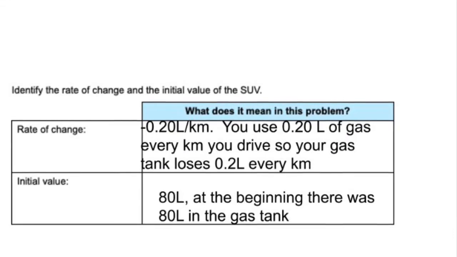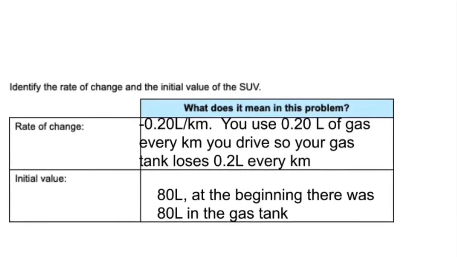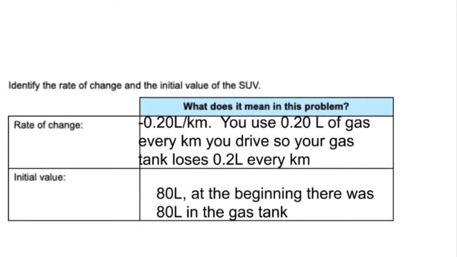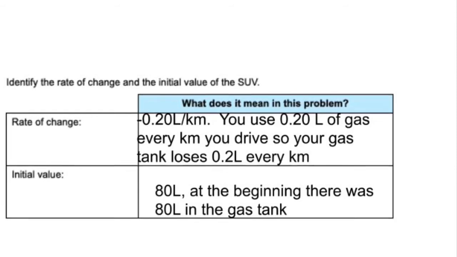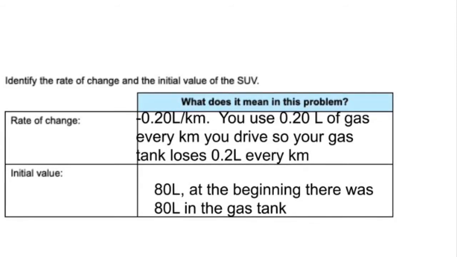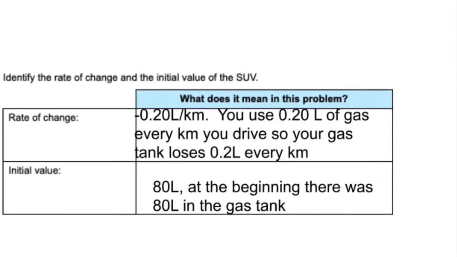We need to go back to that table and complete it. So the rate of change is negative 0.20 liters every kilometer. That means you use 0.20 liters of gas every kilometer you drive. So your gas tank loses, or goes down, 0.2 liters every kilometer.